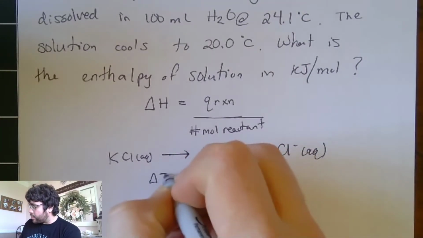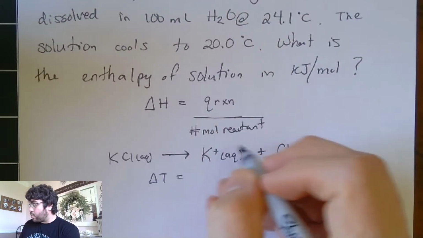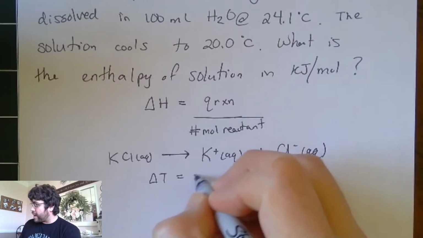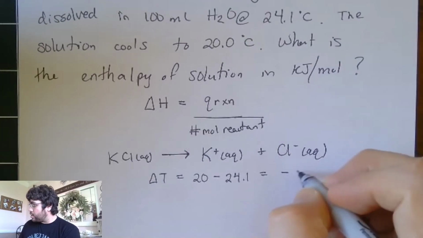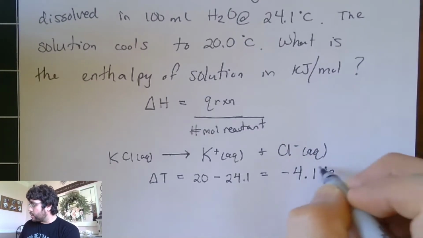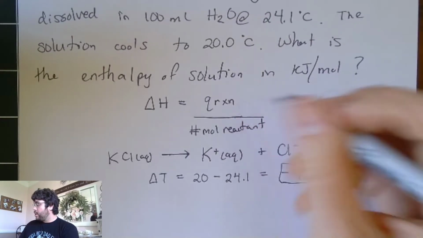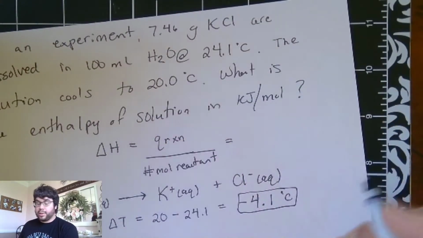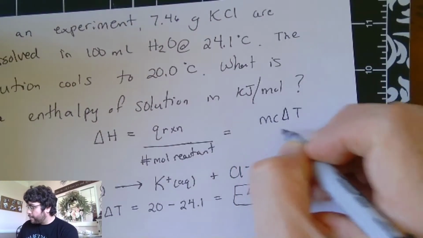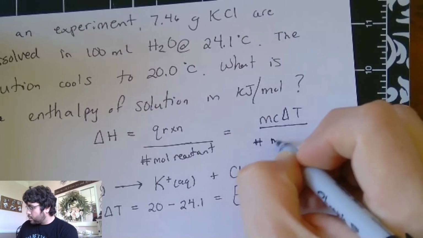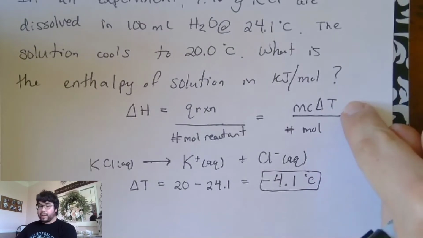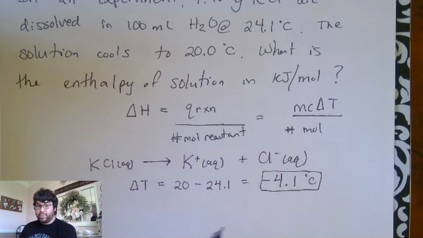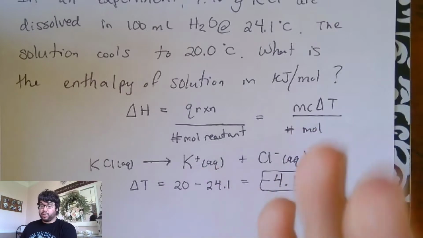They tell us that the change in the temperature is, it starts at 24.1 and then it goes down to 20. So its final temperature is 20, subtract 24.1. So our change in temperature is minus 4.1 degrees Celsius. That's an important number to keep in mind there. We're going to use it because this is just mcdeltaT over number of moles. Now, one thing also to keep in mind here is I can't directly calculate mcdeltaT for these ions. Why? Because I don't know the specific heat of potassium ions, chloride ions. It doesn't really make sense.